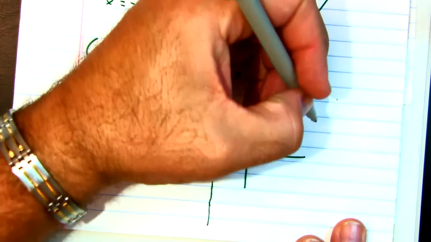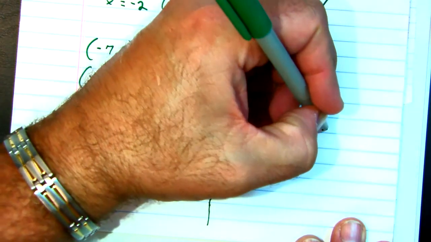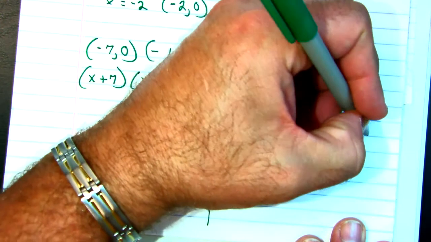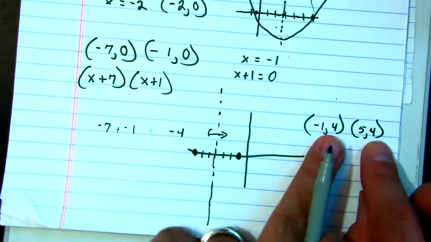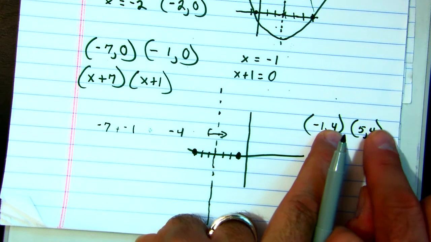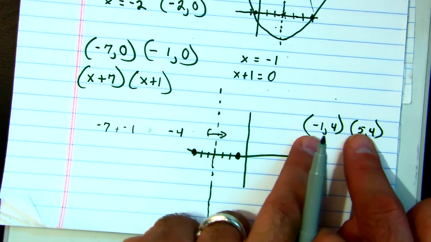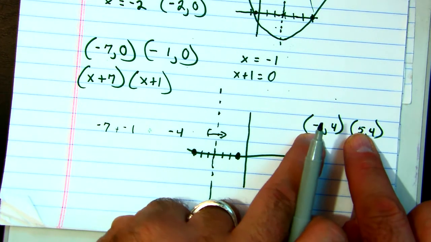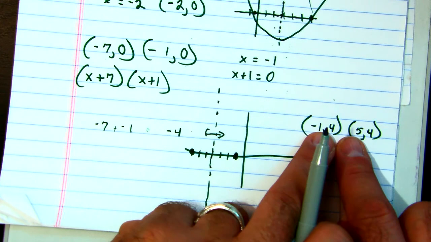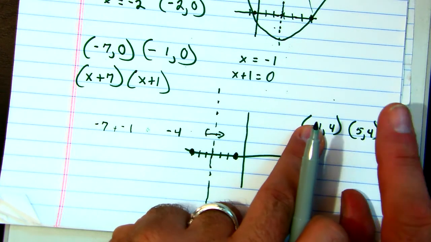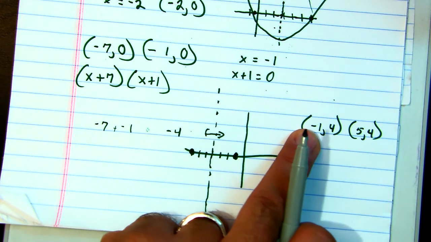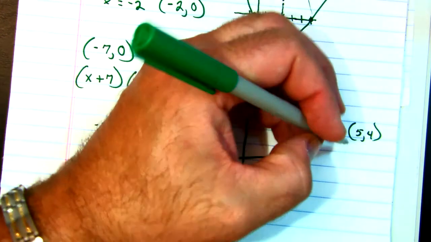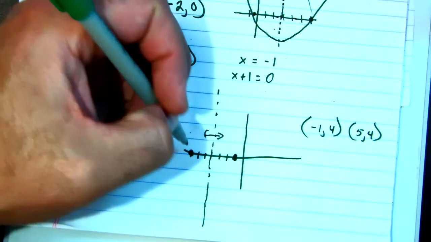So let's look at another one. Let's say I use negative 1, 4, and 5, 4. So if you look at this, my outputs are the same. My y values are the same, which means my x values are different. If I want to find the axis of symmetry, I add them together and divide by 2. So what's negative 1 plus 5 divided by 2? Correct. You should have gotten the answer of 2.